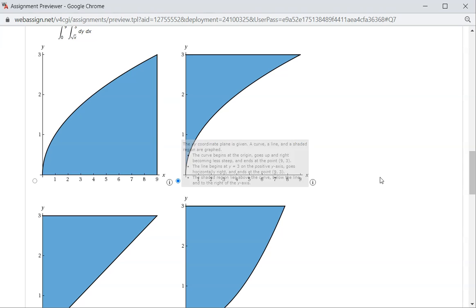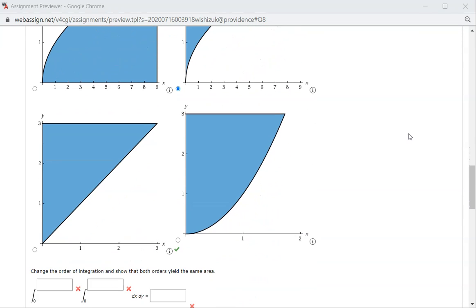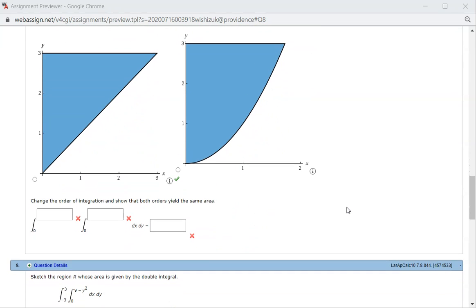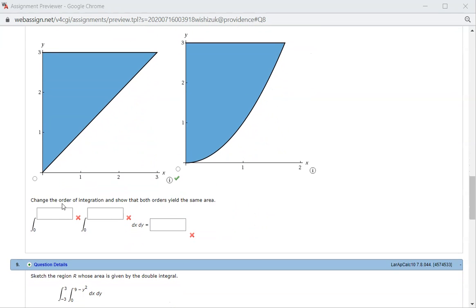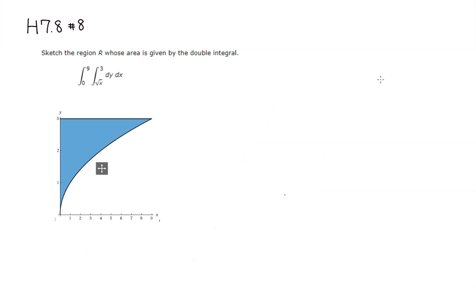Let's check the answer first. I came back and it looks like we got the picture correctly. It says to change the order of integration and show that both orders yield the same area. So let's do that here. This is the picture, right? And actually, I didn't want to keep that one here. So we have that.